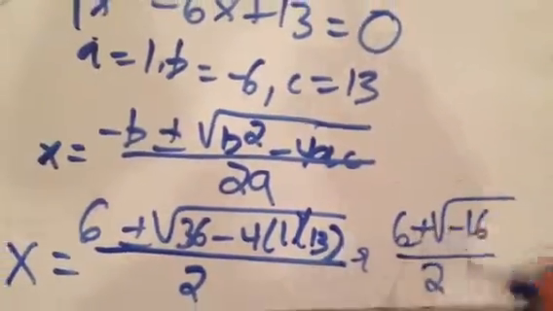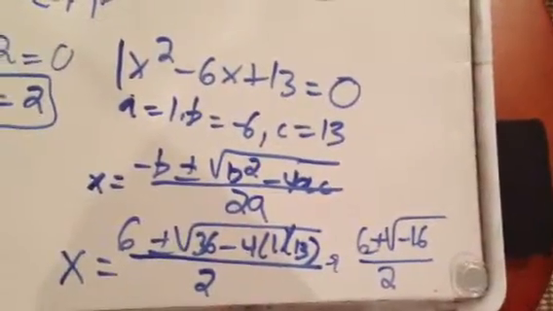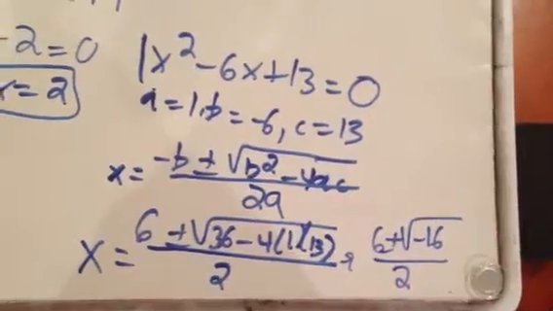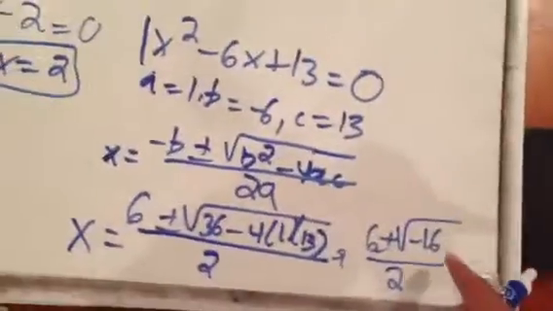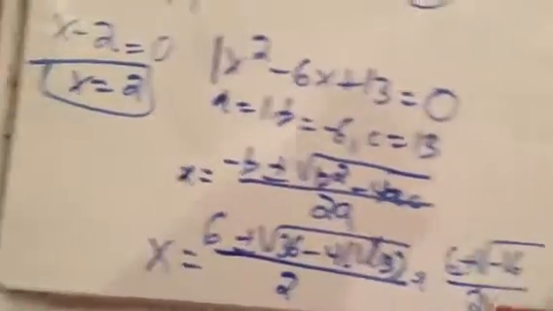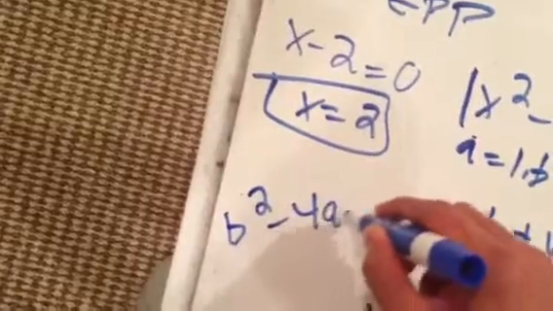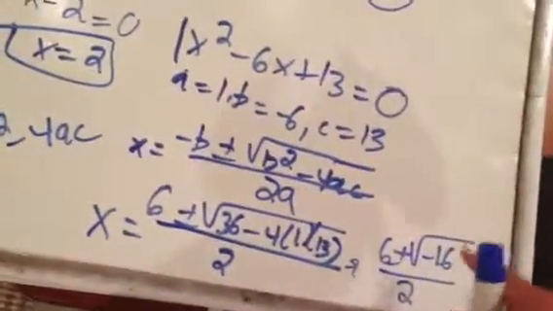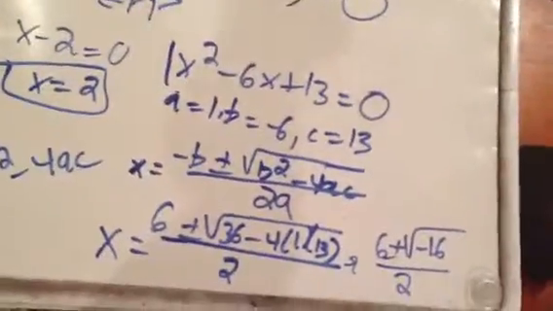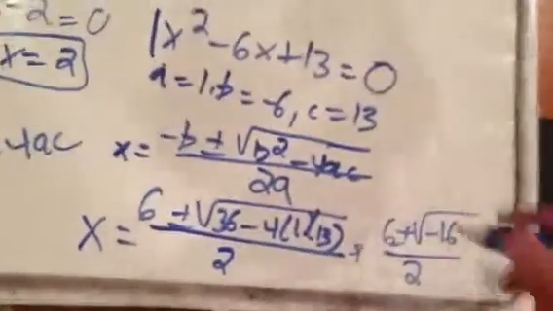Now here's the deal. On a test or quiz or homework problem, if the book or teacher is asking for only real solutions, then this is your only real solution. Because if there is a negative number underneath the radical, remember the discriminant is b squared minus 4ac, that part under the radical, that means there is going to be an imaginary solution. So now let's go forward from there.